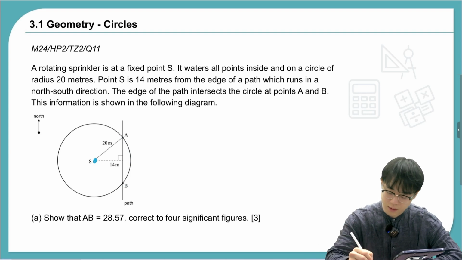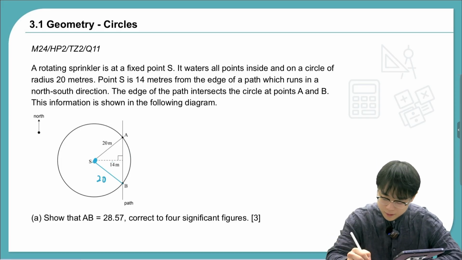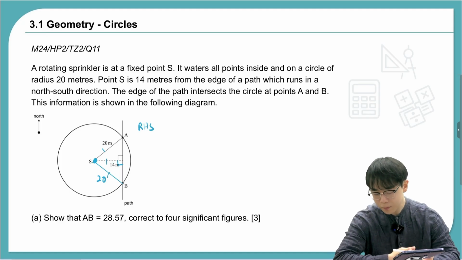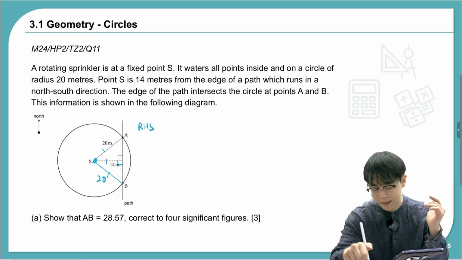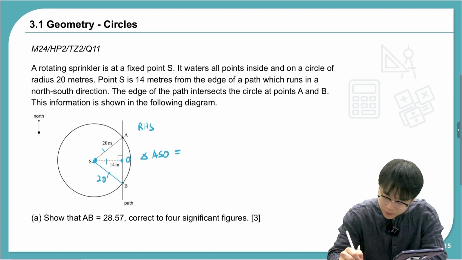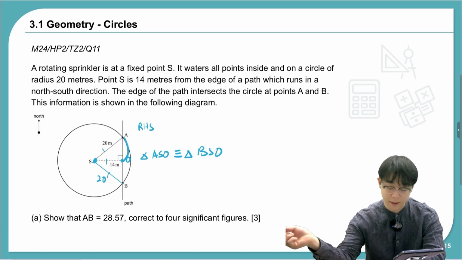So first thing we could do is we could try drawing SB, and since this is a radius, this is also like 20 meters, and this is a shared side, and this being 90 degrees, we have like this RHS condition. So that's like a right triangle. We have right angle, hypotenuse, and a side that's shared. So if you say this is something like O, we could say triangle ASO is congruent to triangle BSO. So all we gotta do is just find out what this is and multiply 2 to that.